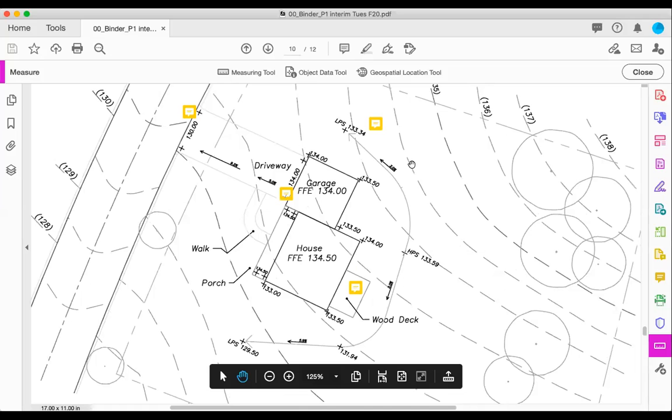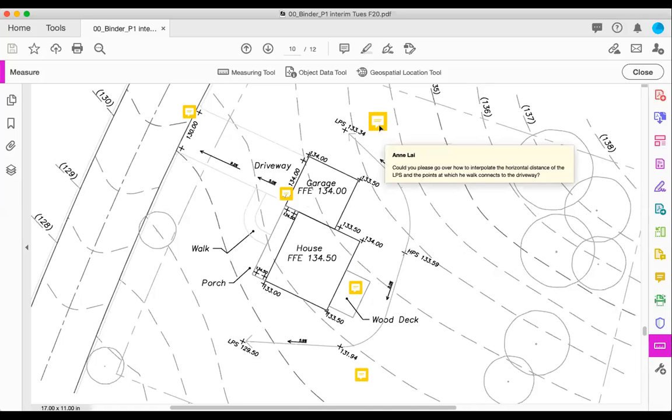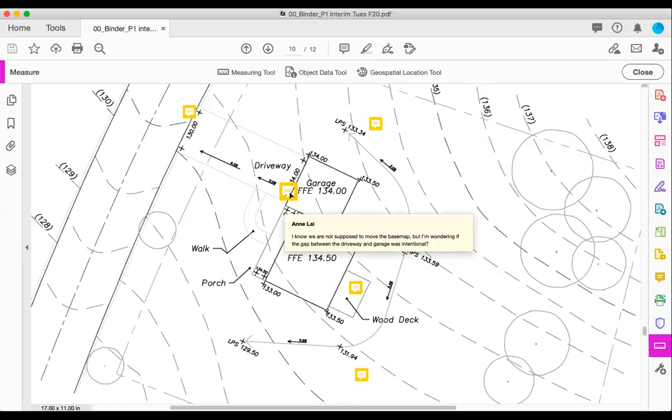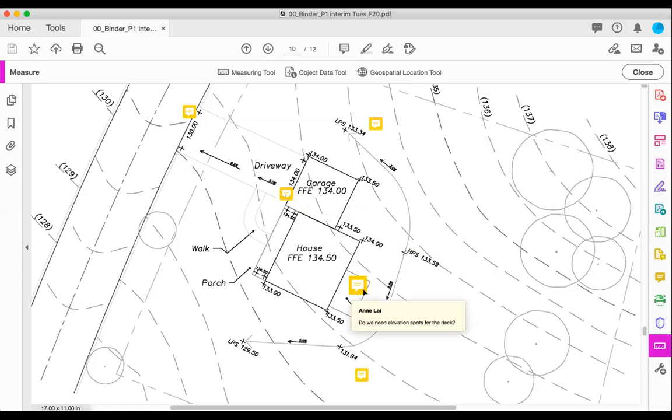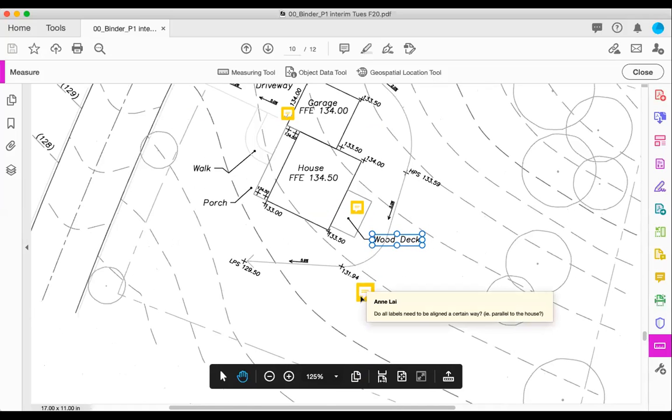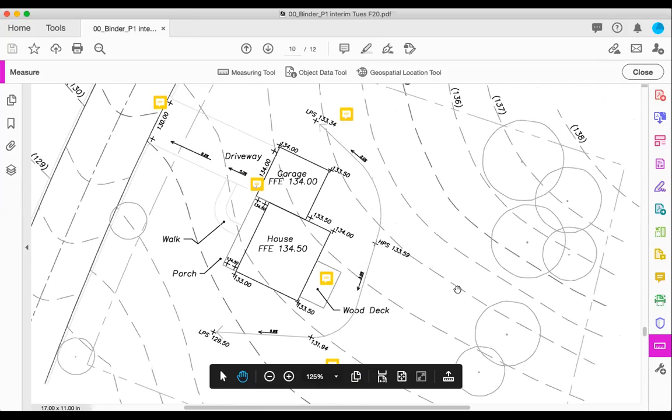You click on the questions. How to interpret the horizontal distance of LP? Not sure I understand this one, but I'll hear from you. Yeah, elevation, we went through this area. And this one is about minus. Okay, so I believe I have addressed a few of these.